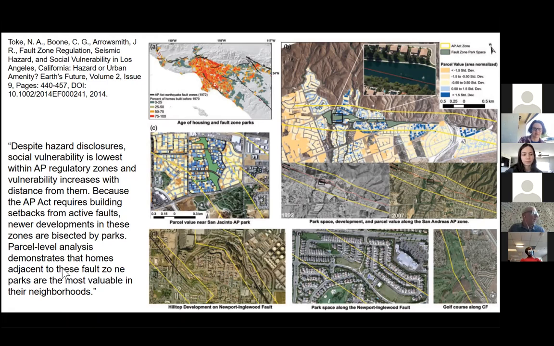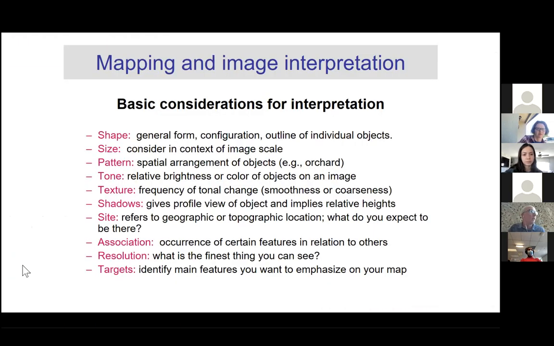So then just to finish, I had a few final thoughts. When you're looking at imagery, you want to remember, even before you get into the landforms, to interpret shapes, sizes, patterns, tone, texture, shadows, site, association, resolution, and target. So just another reminder, if you're lost, of how to build the story as you map.